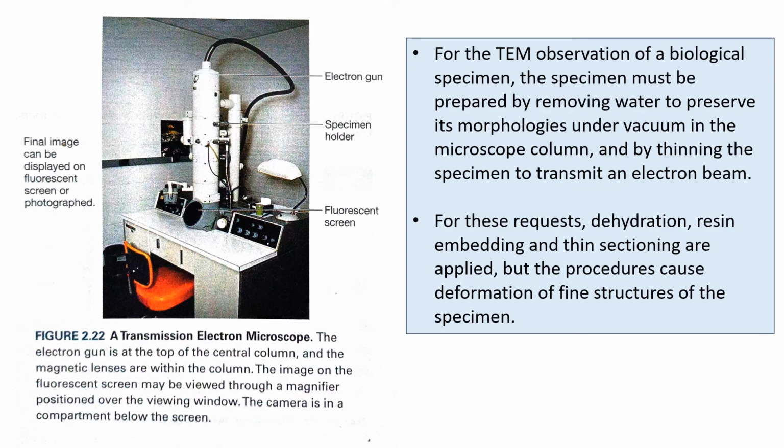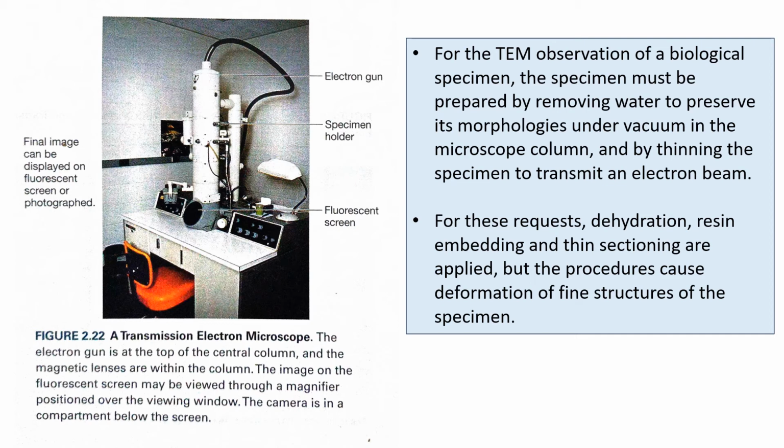So here you can see a transmission electron microscope, and as we said, the chemical fixation is done for some specimens which have to be observed under the TEM. So for the TEM observation of a biological specimen, the specimen must be prepared by removing water to preserve its morphologies under vacuum in the microscope column, and by thinning the specimen to transmit electron beams.